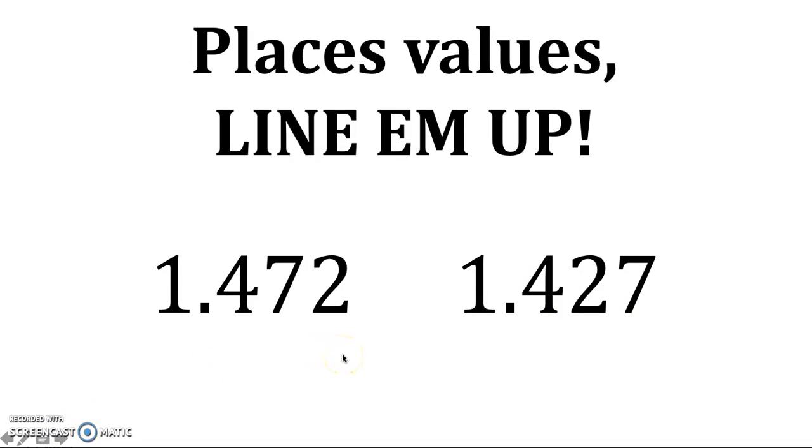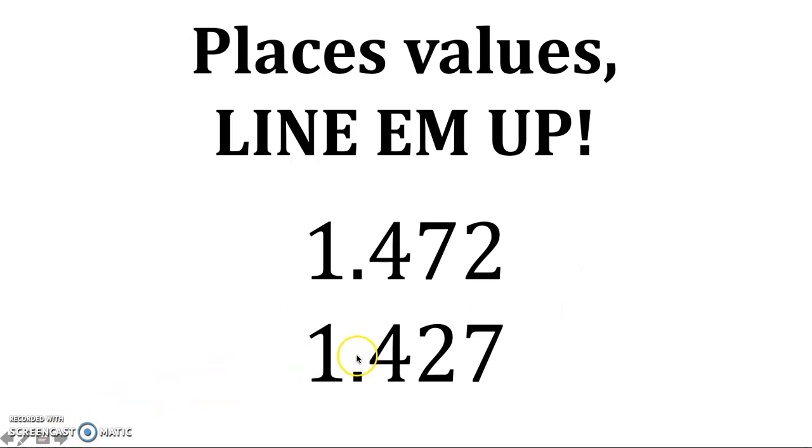So in class we learned a call and response. When the teacher says place values, the students say line them up. And what we mean by that is we make sure that all of the place values in both sets of numbers are completely lined up. Notice my ones place is perfectly stacked on top of the other. My decimal is perfectly stacked on top of the other decimal. My tenths place is perfectly stacked up. My hundredths place is perfectly stacked up. And my thousandths place is perfectly stacked up.